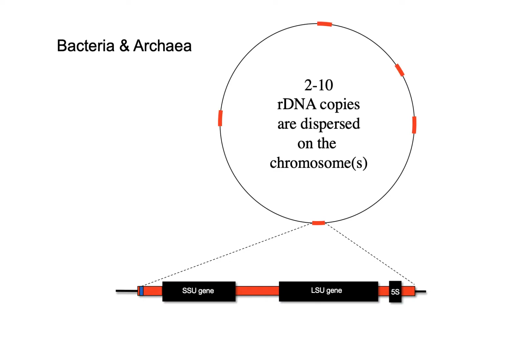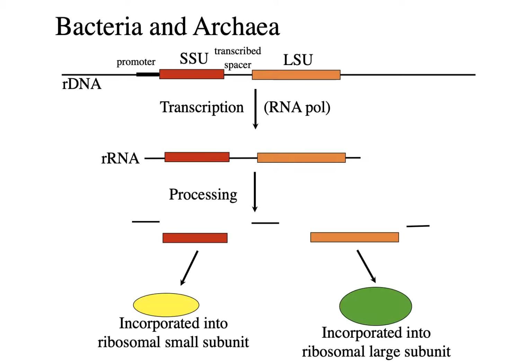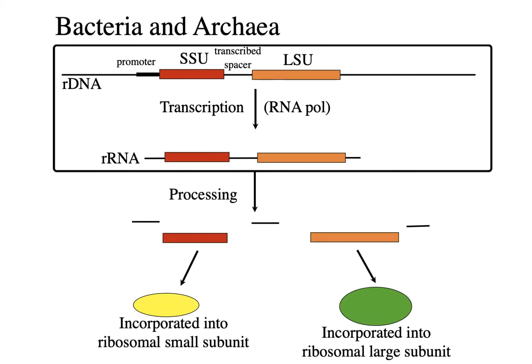In bacteria, it depends on the bacterium, there are usually from 2 to 10 copies of ribosomal RNA around the genome, sometimes as low as 1. And they're dispersed, so they're not all together on the chromosome. And after they're transcribed as an operon, as I said, they have to be processed.